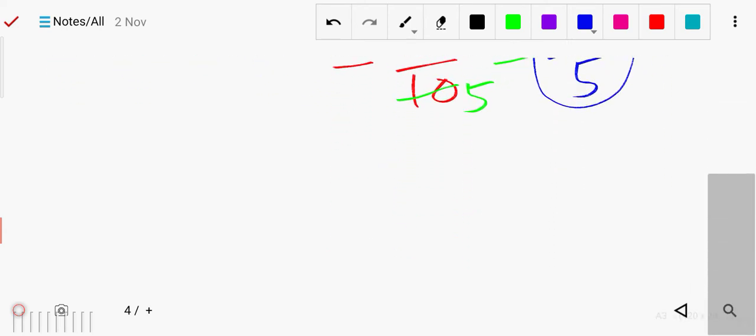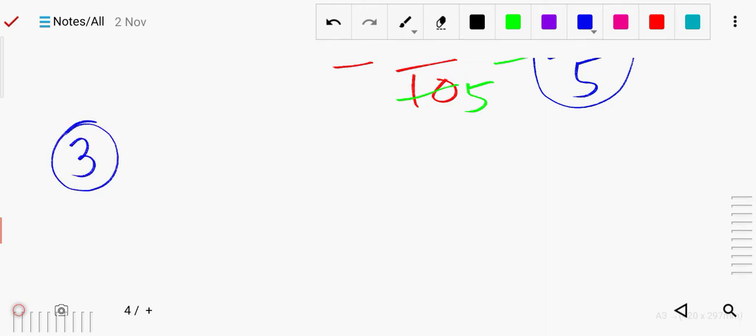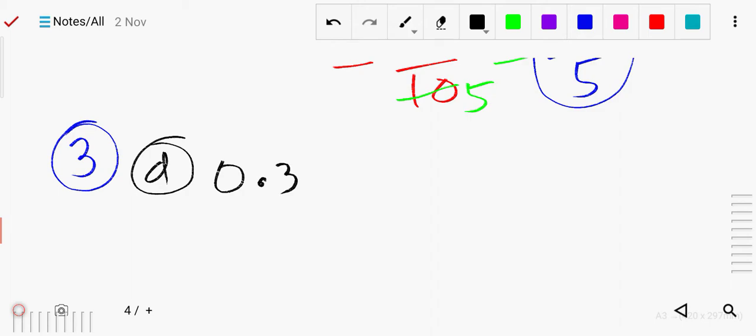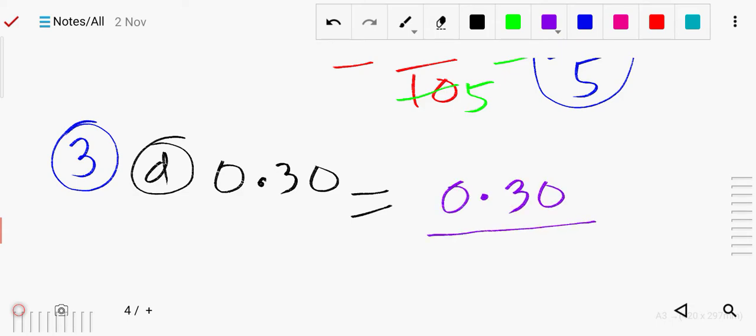Similarly, one more question from question number 3, part D. Number D is 0.30. Same process: you first write 0.30 here, draw one line, and now we have to remove this point, so remove it. When you remove it, 1 will come here. Now you see how many digits are on the right side of the decimal. 2, so it means place 20.